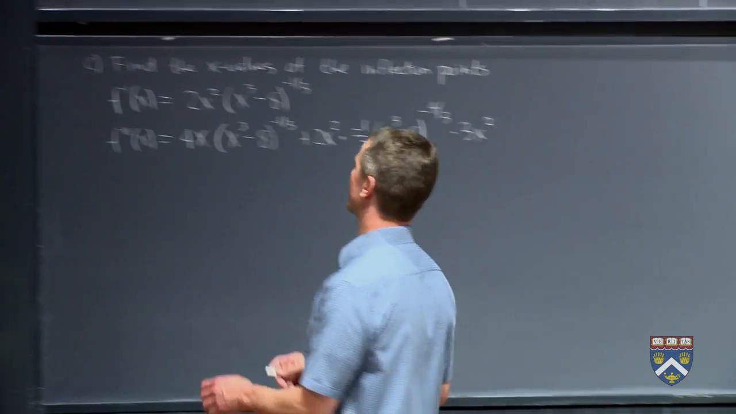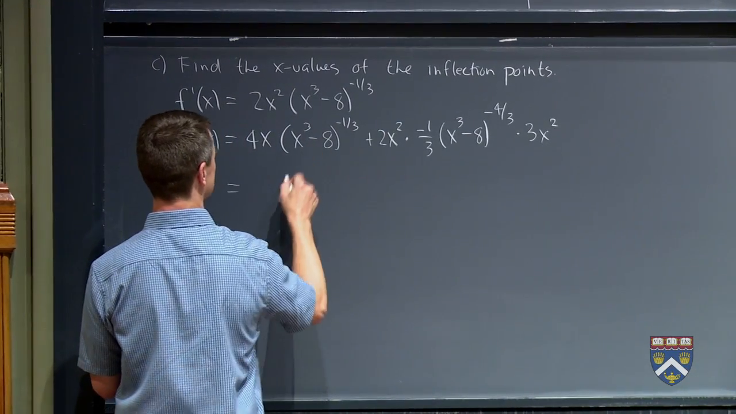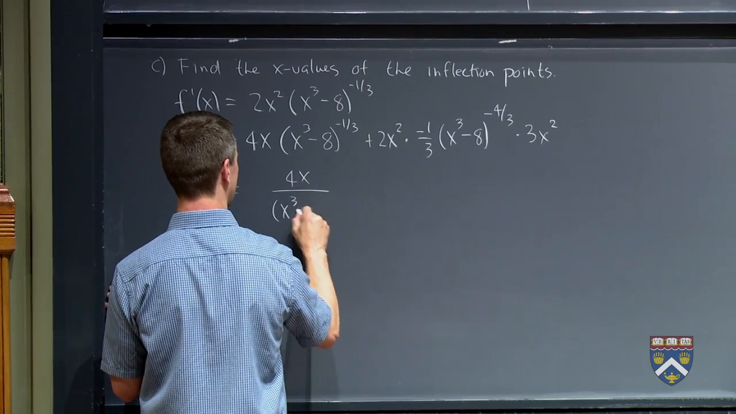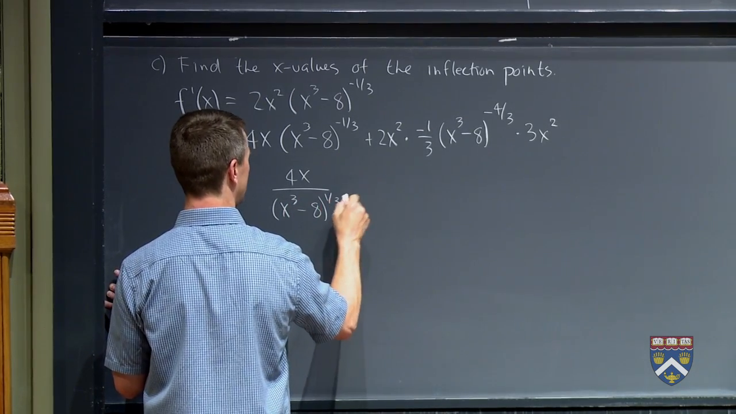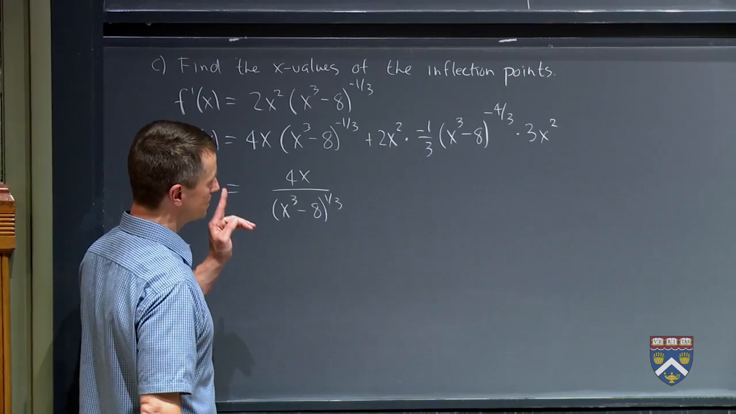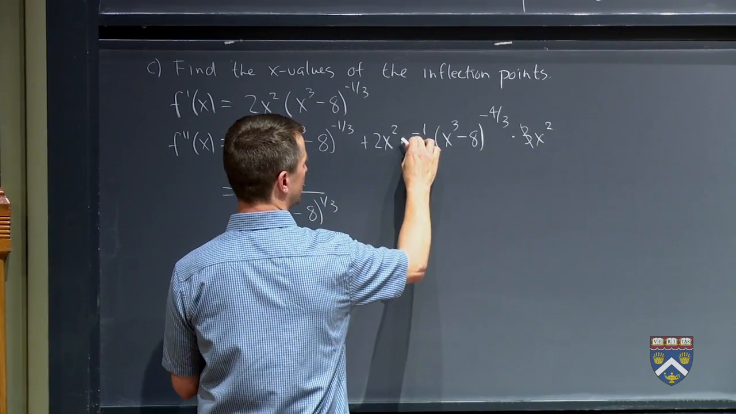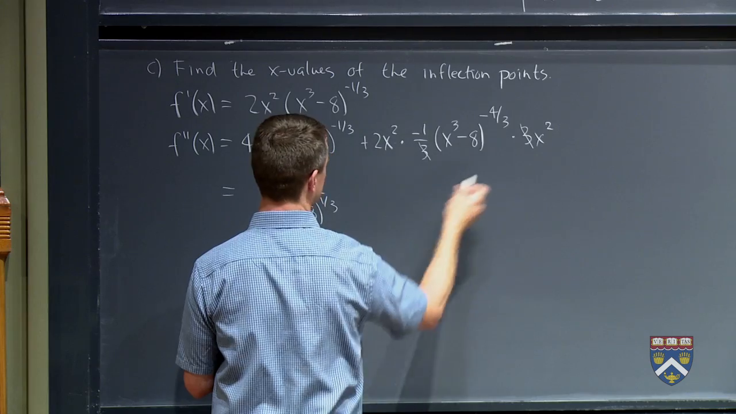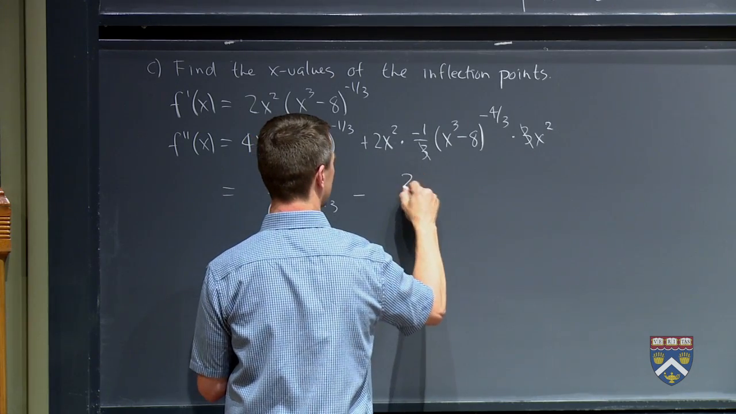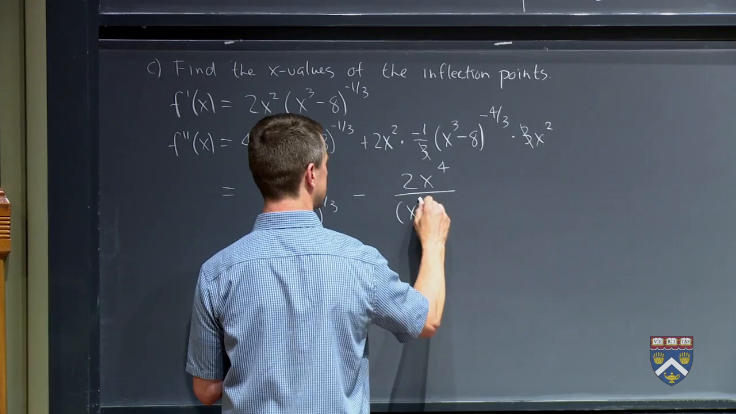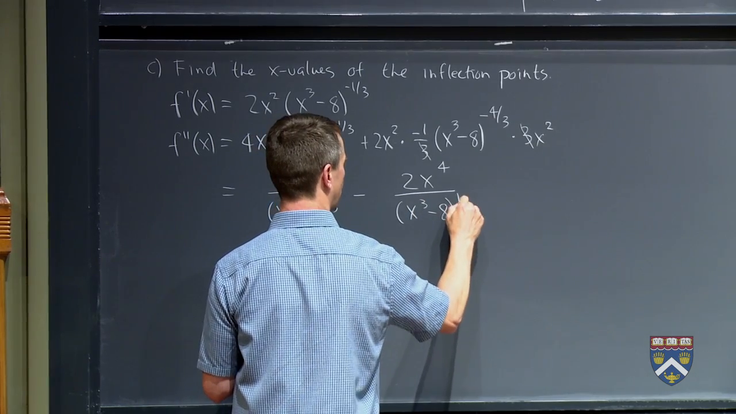Okay, let's see if we can write this in a cleaner way. This is 4x over x cubed minus 8 to the 1/3. Here these 3's cancel. We've got a negative 2x squared times x squared. So negative 2x to the 4th over x cubed minus 8 to the 4/3.